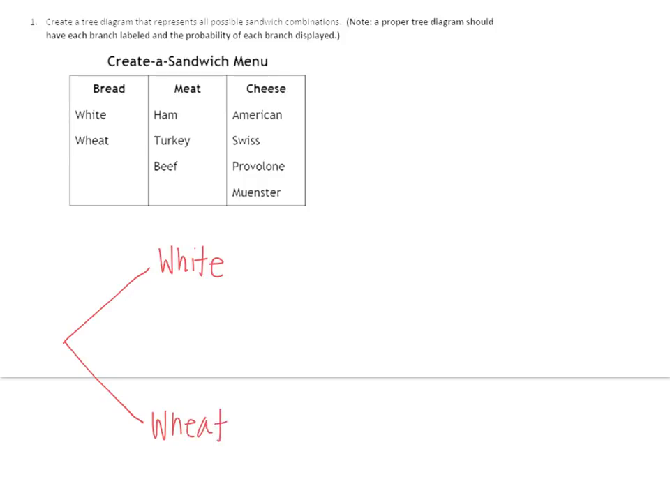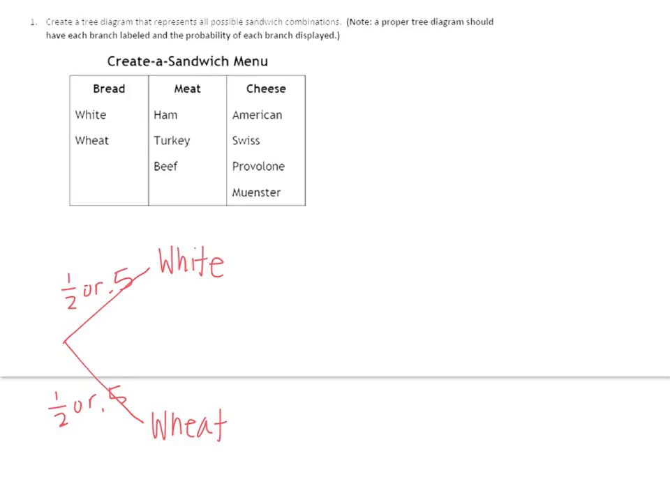Now, we want to write on each branch the probability of getting that outcome. If there are 2 possible outcomes for bread, then the probability of getting white bread would be 1/2. If you absolutely hate fractions, you can also write this as a percent or a decimal. So you could write 1/2 or 0.5, or 50%. I'm going to stay simple with this because this is not the easiest thing to write on. The same thing for wheat: it will also be 1/2 or 0.5.